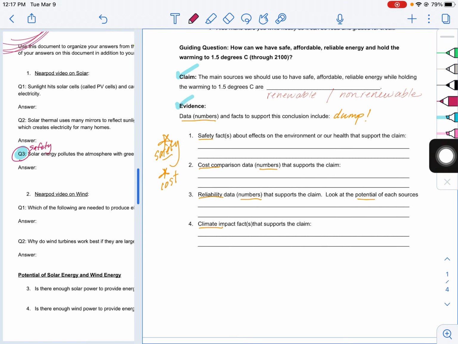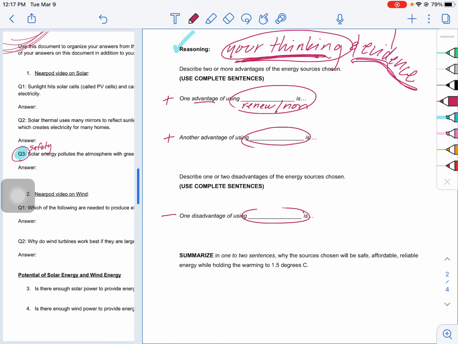Same thing here, you're telling one disadvantage of that same energy. So this is the same blank all the way through. Okay, so a disadvantage of this resource is, this isn't perfect. This isn't, we don't want it to be like this. Here's my thinking about it, and then here's the facts.